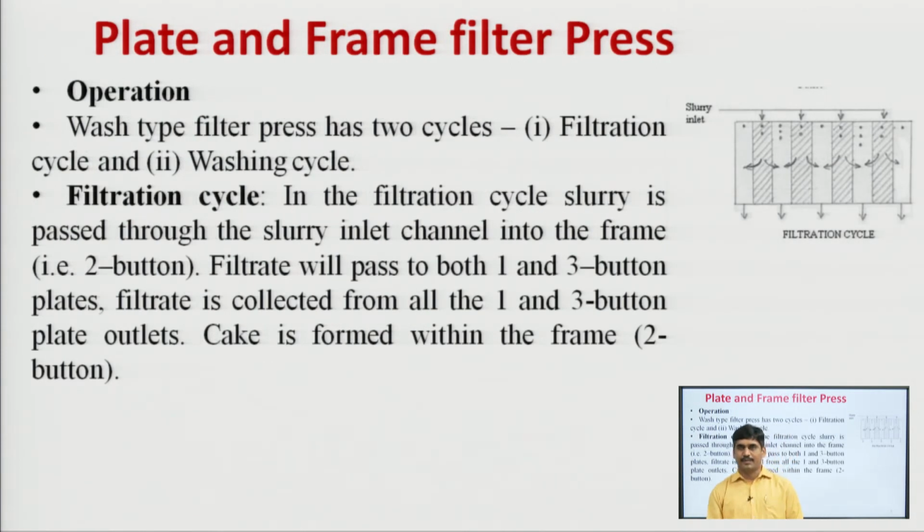Operation of plate and frame filter press. Wash type filter press has two cycles, that is filtration cycle and washing cycle. In filtration cycle, slurry is passed through the slurry inlet and with this slurry inlet it passes to the frame. From frame, it is again, you see in the diagram, the 2 button indicates frame.